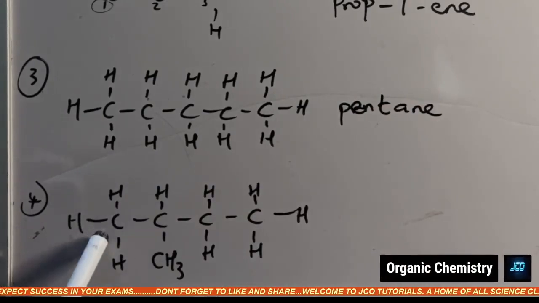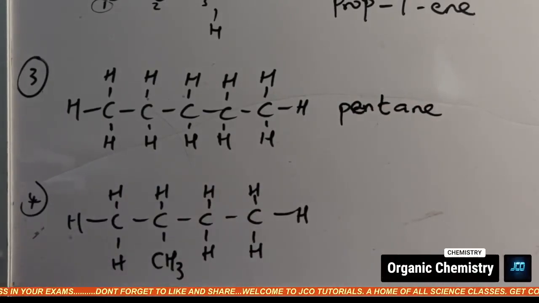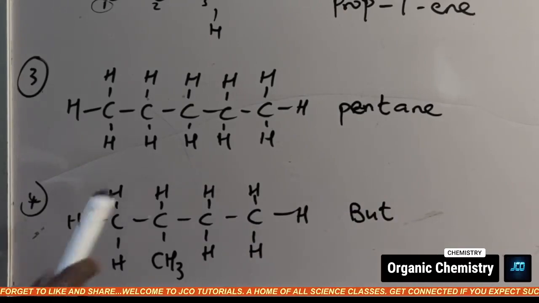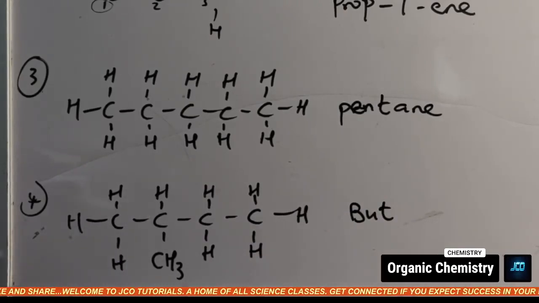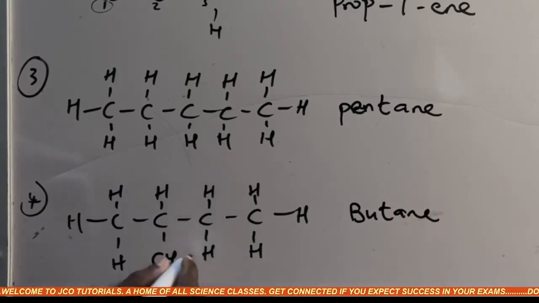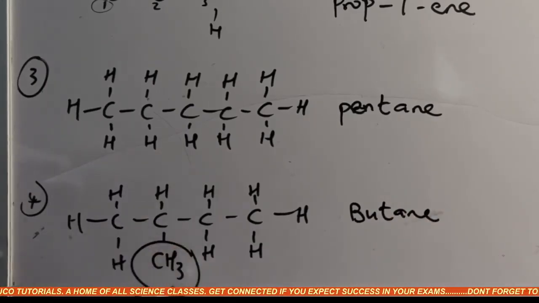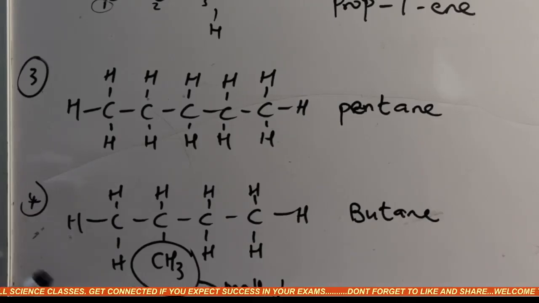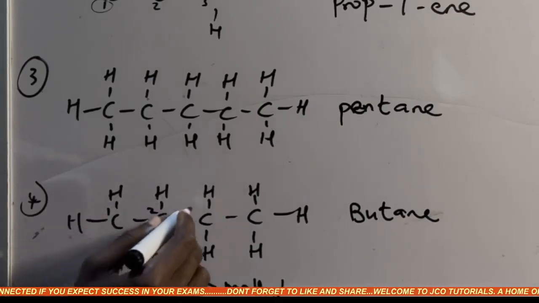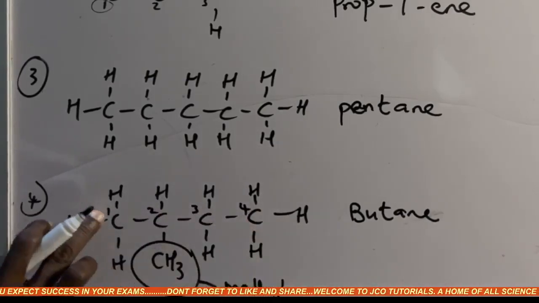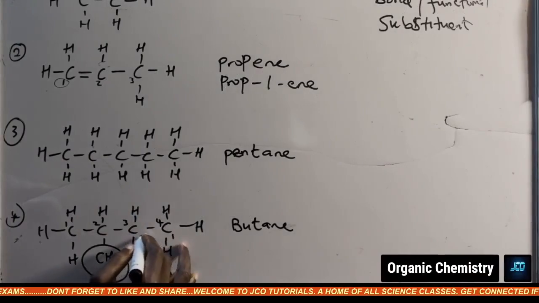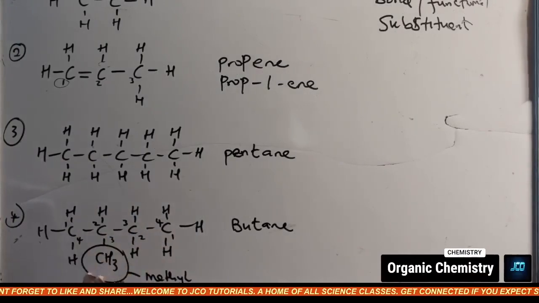Go on. Number four, how many carbon are they? Four. The prefix is what? But. Then when you check the whole arrangement, they're all single bond. So it should be what? Butane. But then there is a substituent here. The substituent is what? Methyl. Now we're going to find the position of the methyl. If I count from my left hand side, it will be 1, 2, 3, 4. So the methyl is going to be at carbon 2. If I count from my right hand side, it will be 1, 2, 3, 4. Methyl will be at carbon 3.